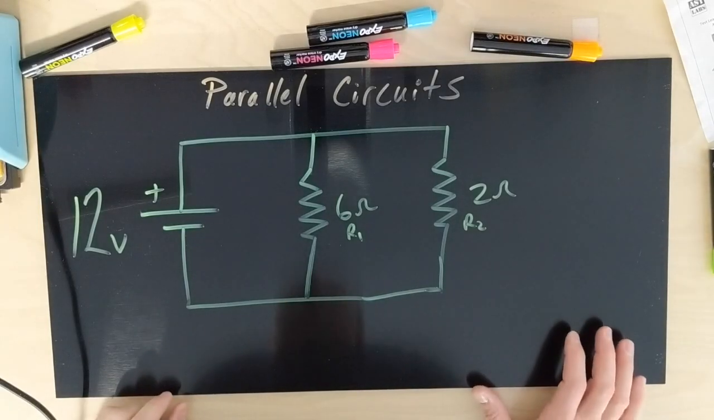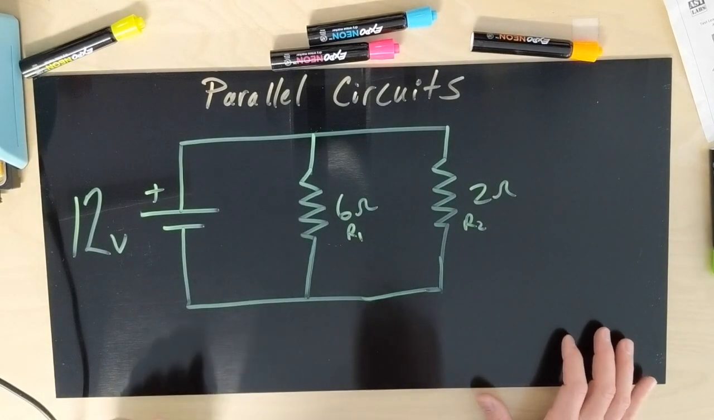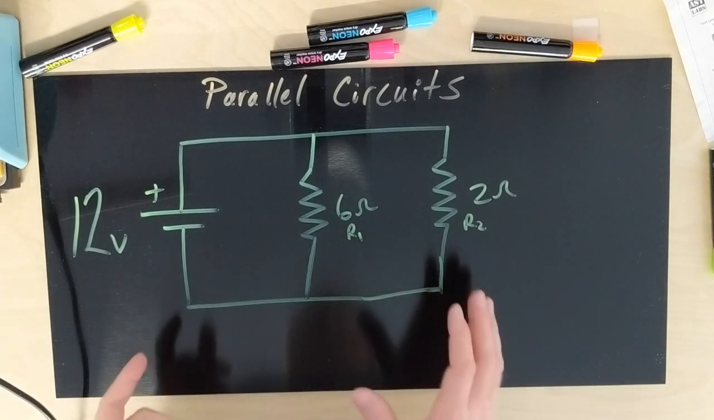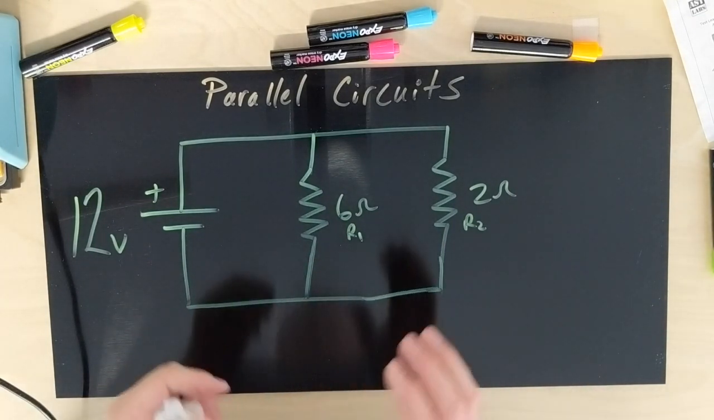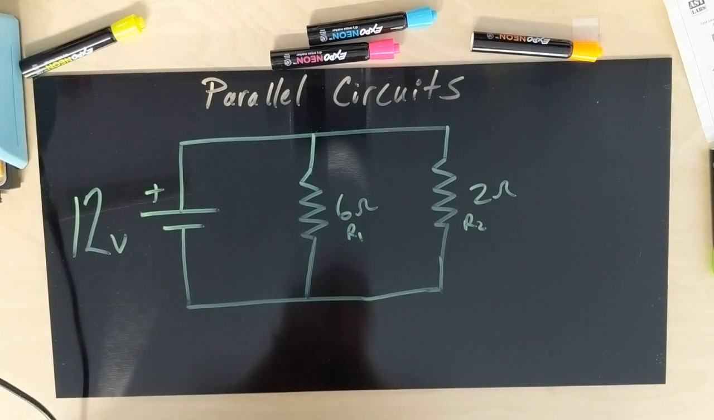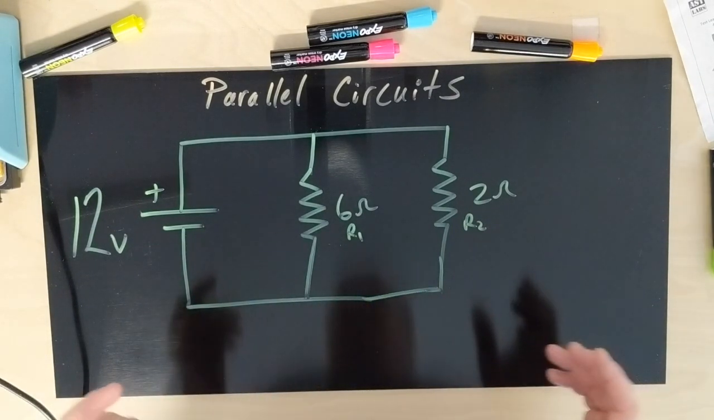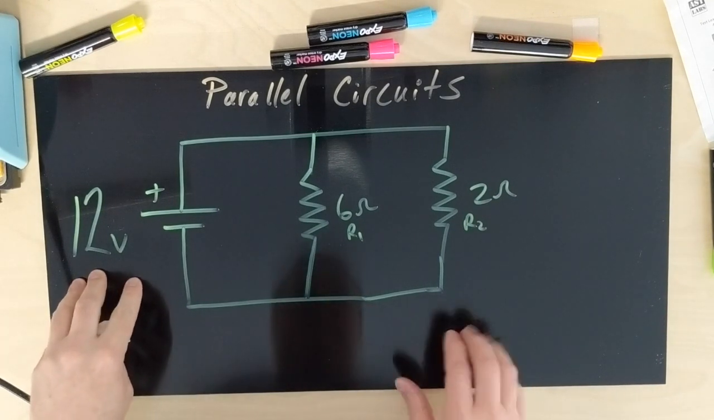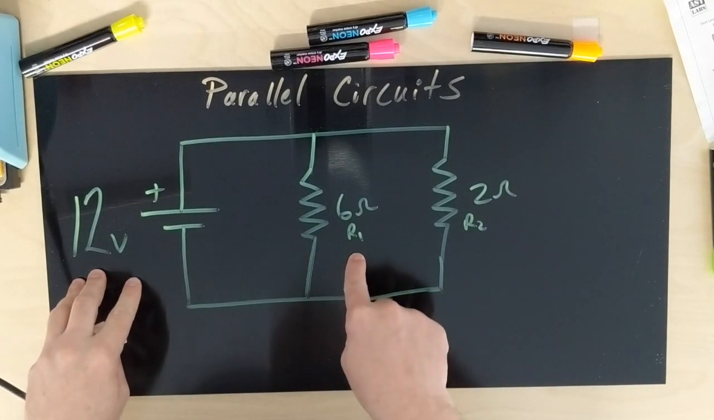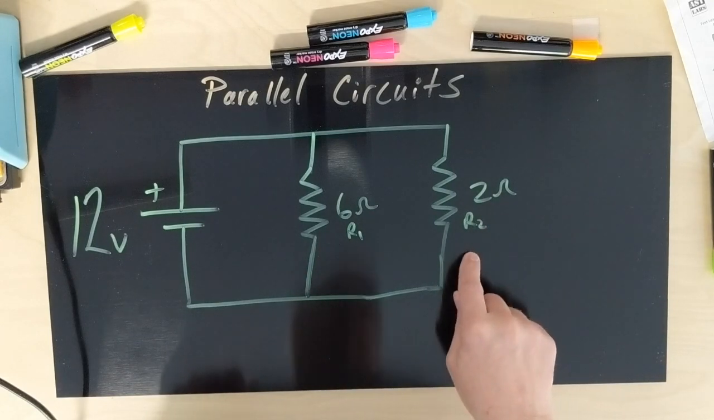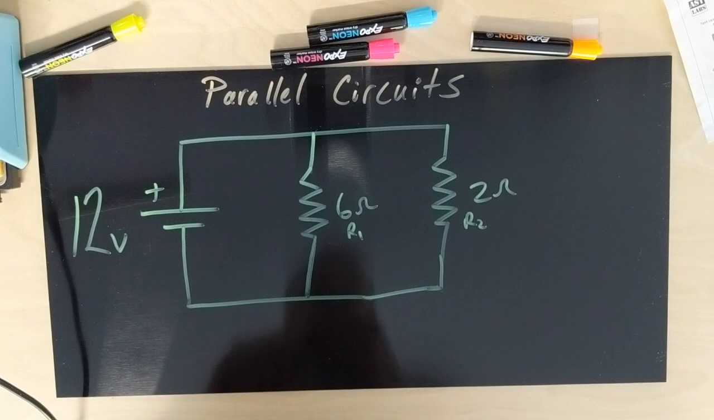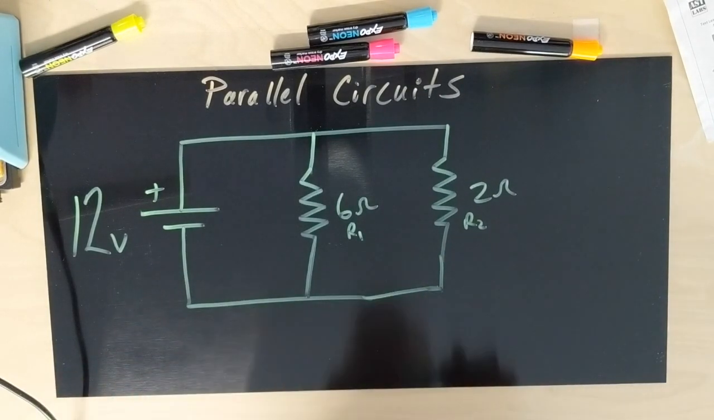Well, in this episode we want to take a look at parallel circuits. In the previous episode we learned about series circuits and how we had only one current path, how we added up the resistance to be total resistance or RT. In this episode we're going to take a look at a 12 volt circuit with a 6 ohm for R1 and a 2 ohm for R2. And we're going to figure out the total resistance of this circuit and what the current going through it is.